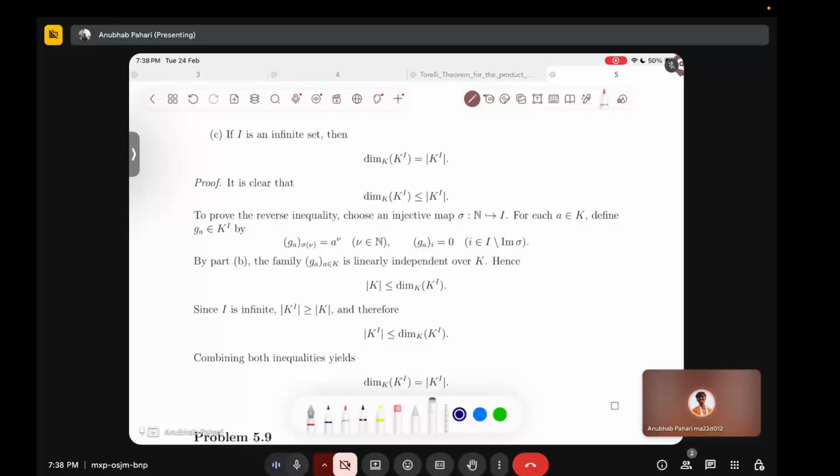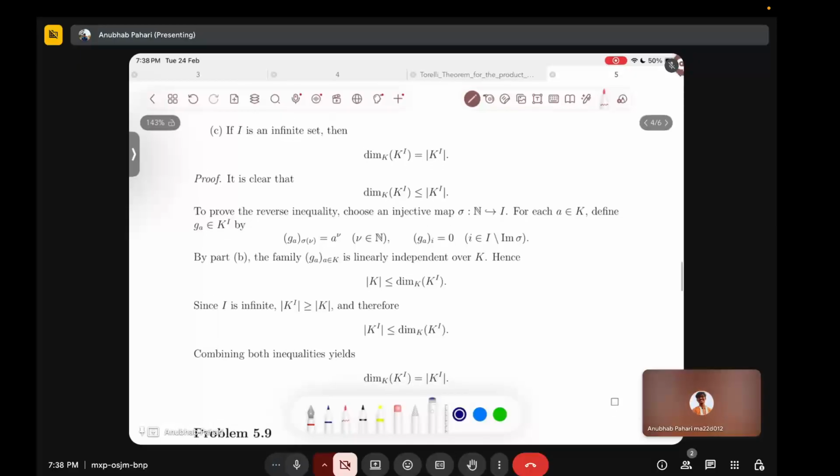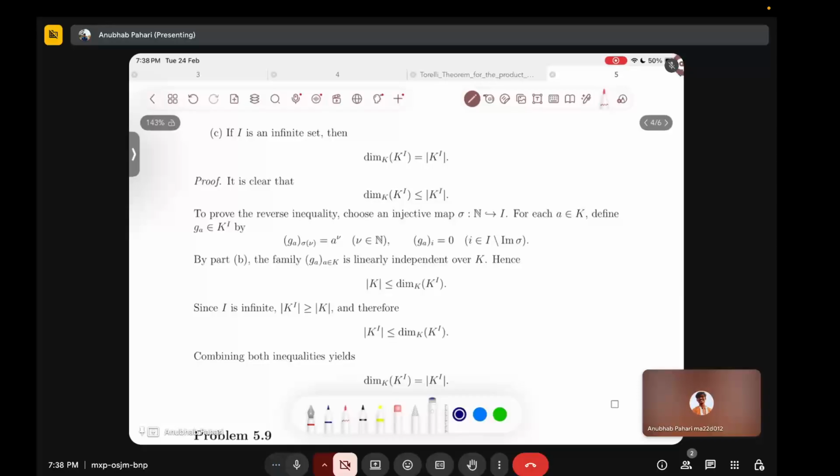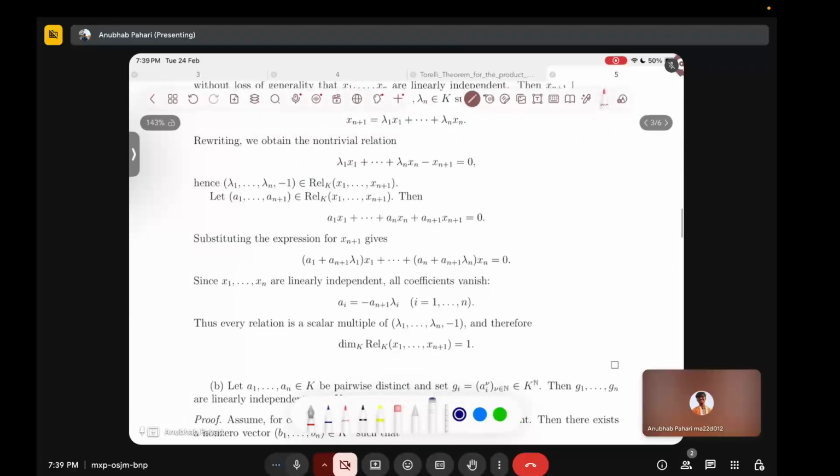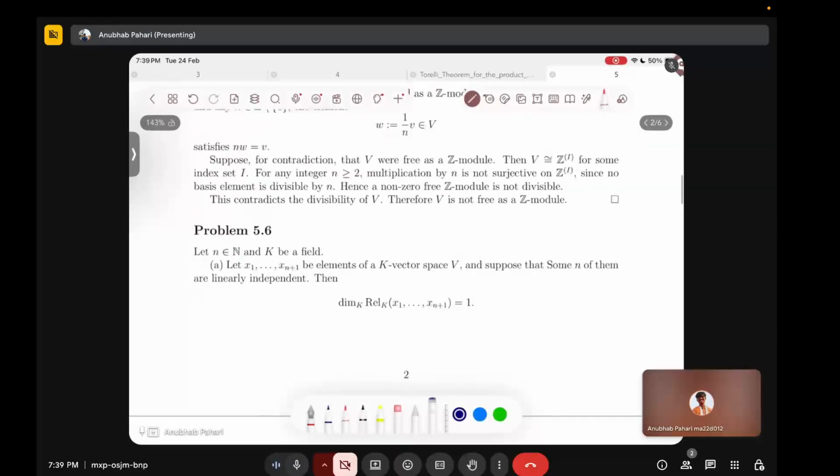Okay, so let us solve this. Now one side is clear, right, that the dimension of a vector space is always less than or equal to the cardinality of the space, right? And what was your k? K was a field, right?